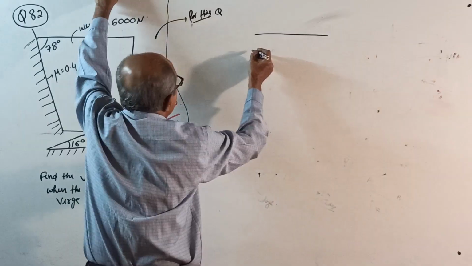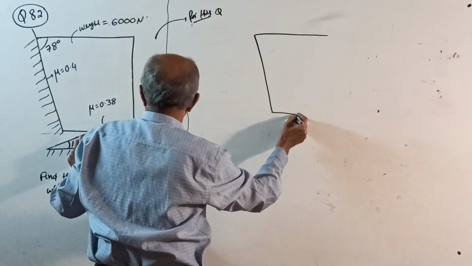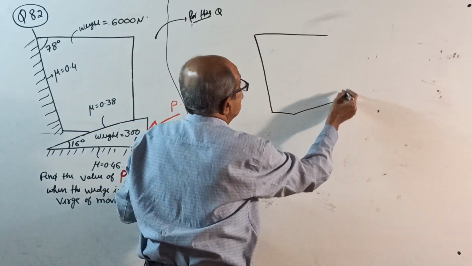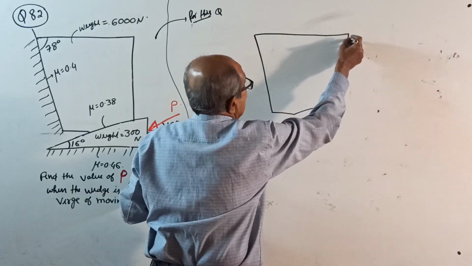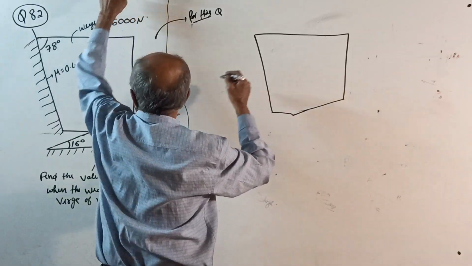This way is the block. Angular later it will come this way, and then see, this way it goes, and finally it comes here. Okay, no problem. Then it comes. This is the contact surface. This is the upper block.